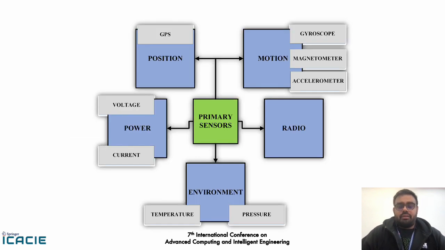The primary sensors on the UAVs typically consist of position sensors, motion sensors, radio sensors, environment sensors, and power sensors. Of the position sensors, the most common is GPS. The most common motion sensors on board a UAV are gyroscopes, accelerometers, and magnetometers. Radio sensors are basically engaged in looking at the signal strength, talking to other radios, Wi-Fi, and so on. The environmental sensors typically deal with sensing temperatures, pressures, and so on. And for power sensing, there are onboard voltage and current sensors which keep track of the battery levels and the energy levels of the UAV.